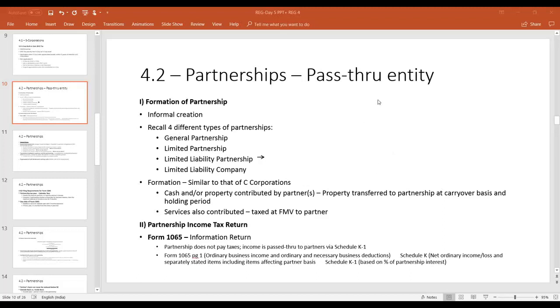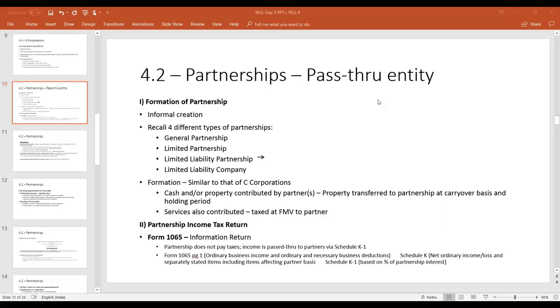A general partnership, if you remember, is where all partners are general partners, which means they have unlimited liability. A limited partnership is where there is at least one general partner and maybe many limited partners, which means their liability is limited. A limited liability partnership is where all partners have limited liability, and generally LLPs are formed by attorneys, CPA firms, or dentists, where they don't want to be held liable for the other partner's acts.